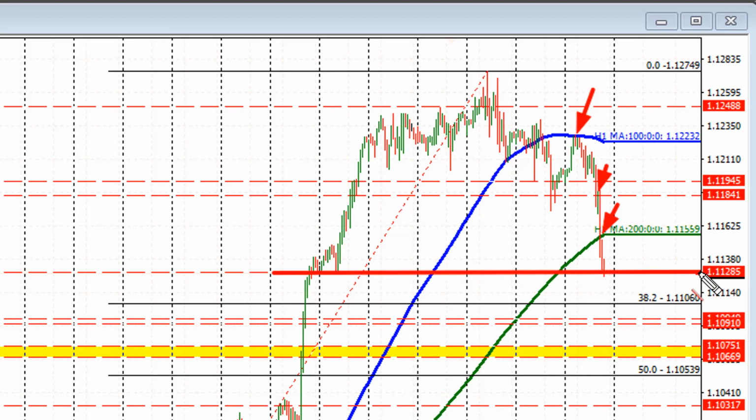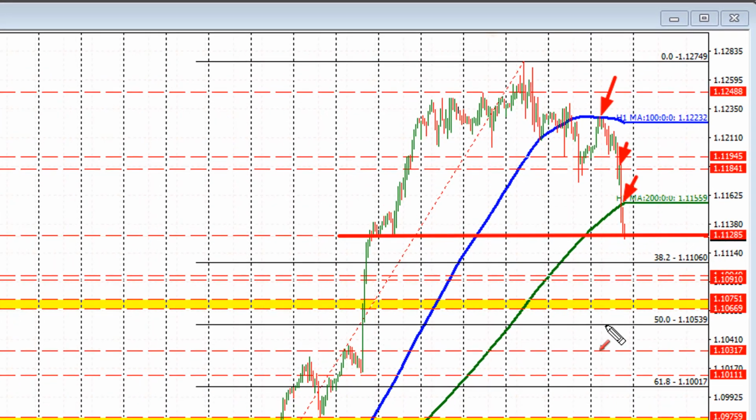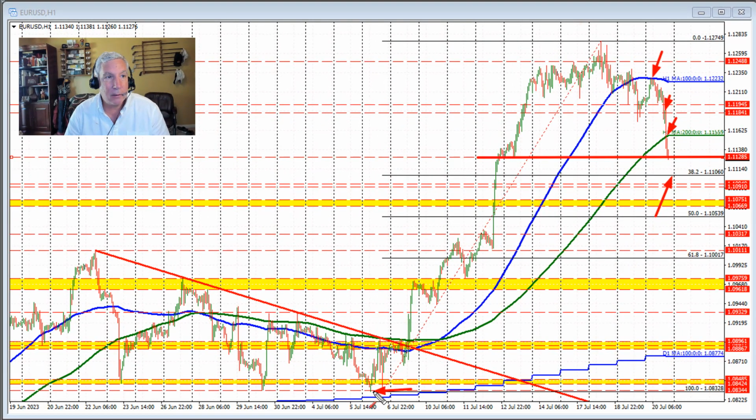1.1125 level. Below that is the 38.2% retracement of the move up from this low to this high right here. This is the July low to the July high. That level comes in at 1.1106. So the sellers remain in control below the 200-hour moving average in that currency pair.